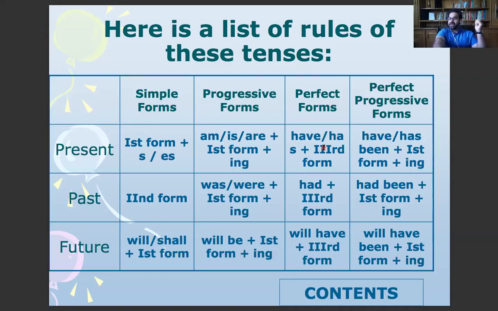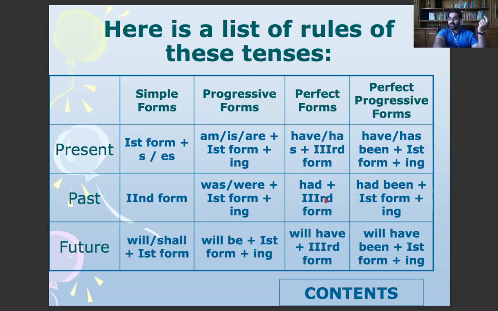Perfect forms: he has painted a wall. They have painted a wall. Perfect progressive: he has been painting a wall. They have been painting a wall. Past: he painted a wall. Past progressive: he was painting a wall. And still with the verb, they were painting a wall.